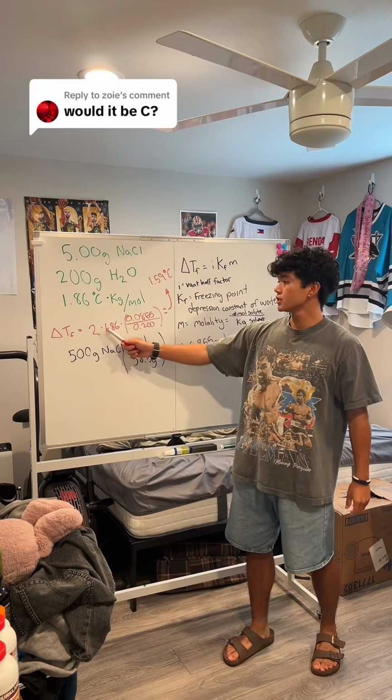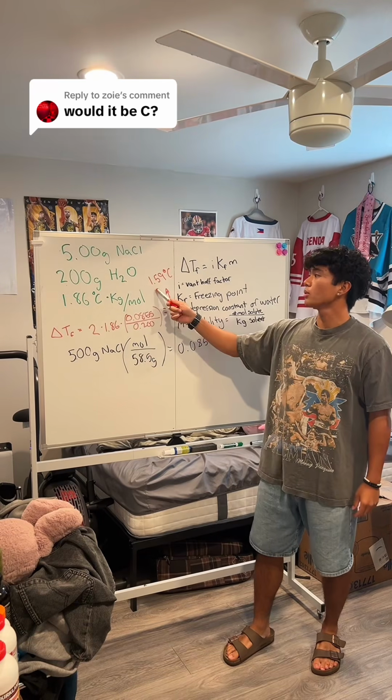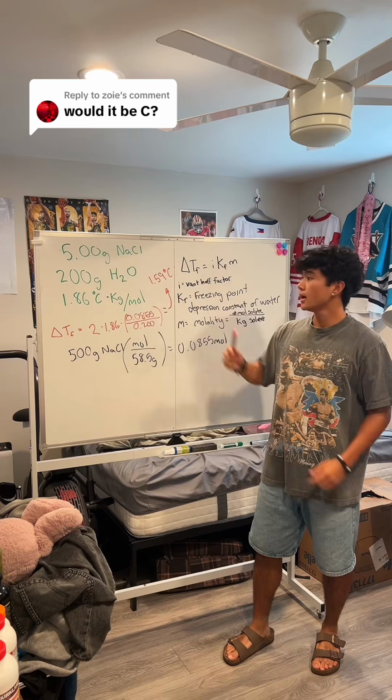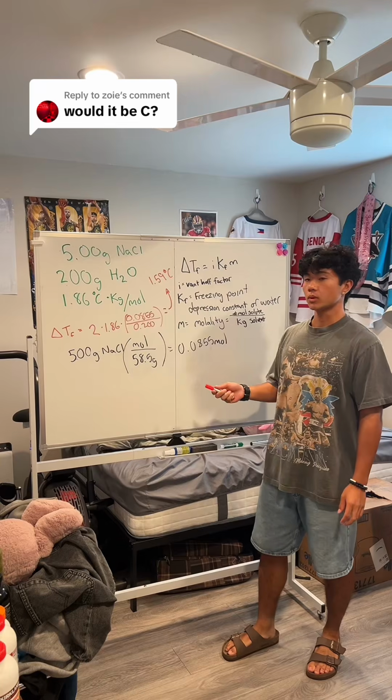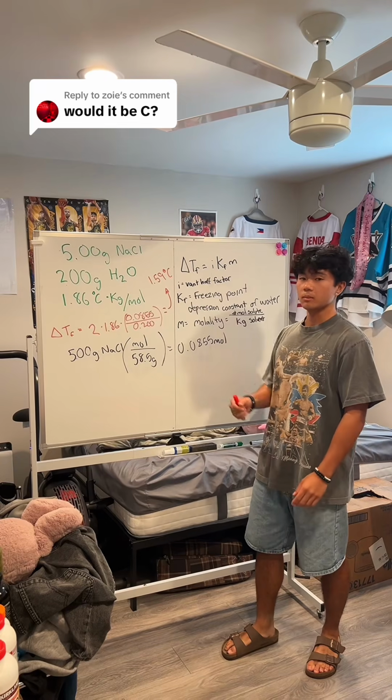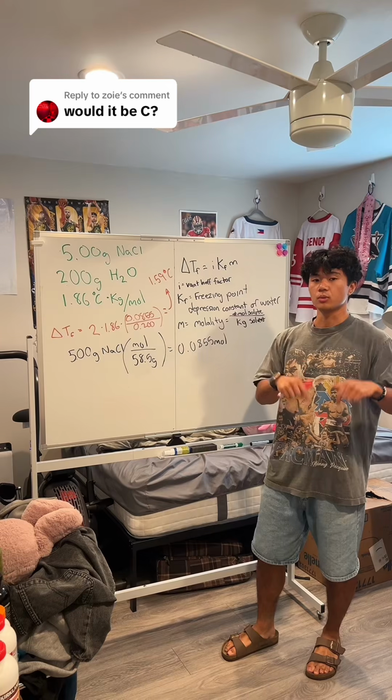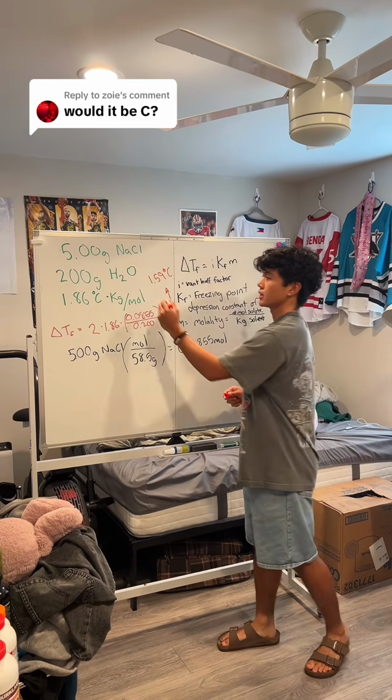Now if we put all these numbers into our calculator, we should get 1.59 degrees Celsius. However, this is actually not our final answer. Because for our freezing point, if we add solute to water, that means that it's actually going to make our freezing point lower, so we're actually going to go into the negative.